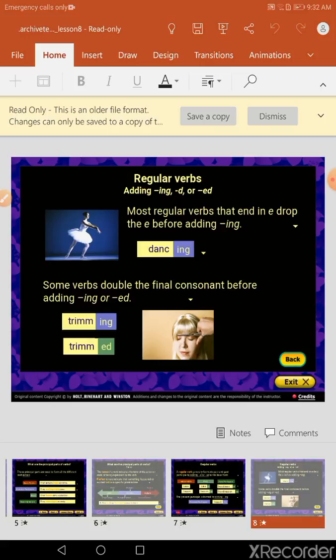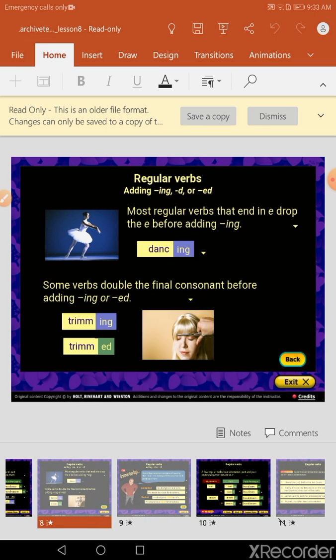The next point. Most regular verbs that end in e drop the e before adding ing, like dance, drop the e and add ing. I guess that is something very easy for you. So some verbs, when you're forming the past or adding ing to the verb, you double the final consonant before adding the ing or ed, like the verb trim, like the verb drop. So trim, trimming, and trimmed, drop, dropped, and dropping.